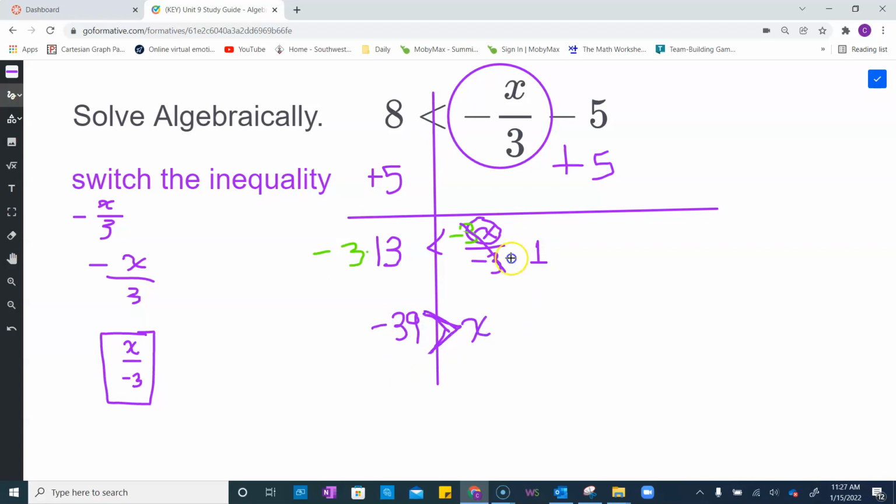And that is how you solve this inequality. All the numbers that are going to work are below negative 39 on a number line. So if here's negative 39, they're going to be all the numbers that go this way on that number line.